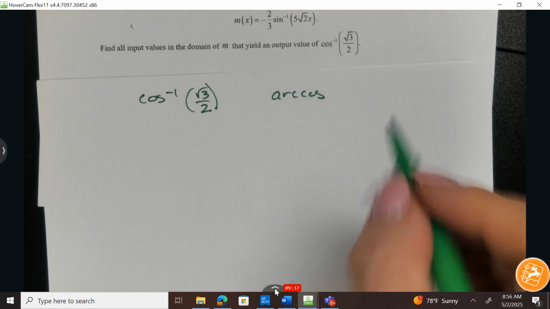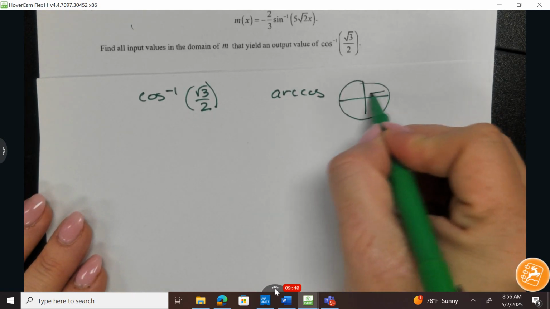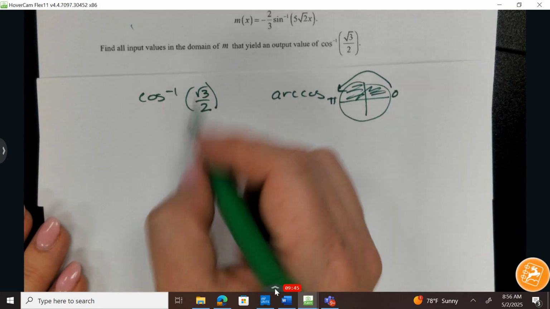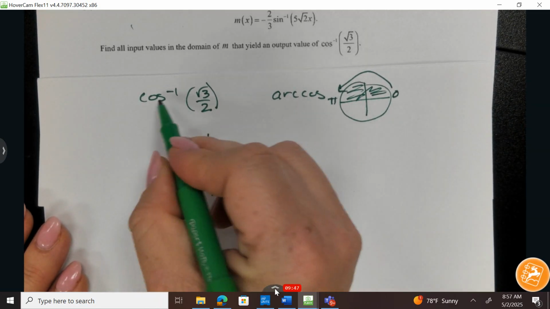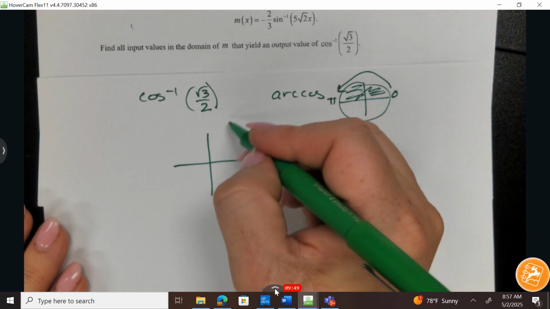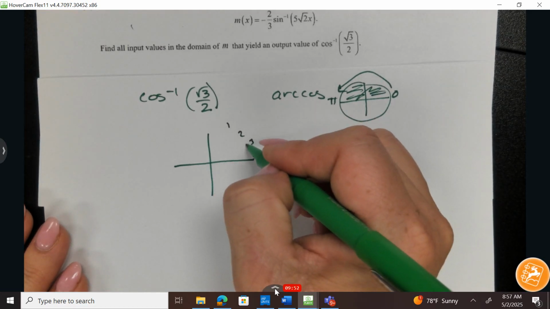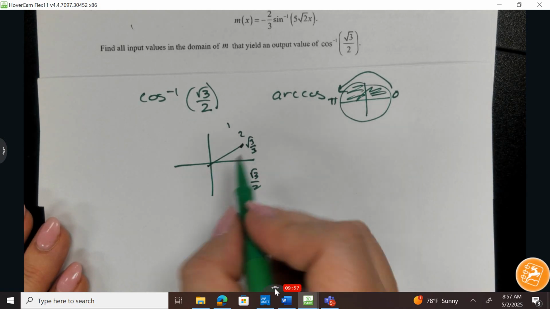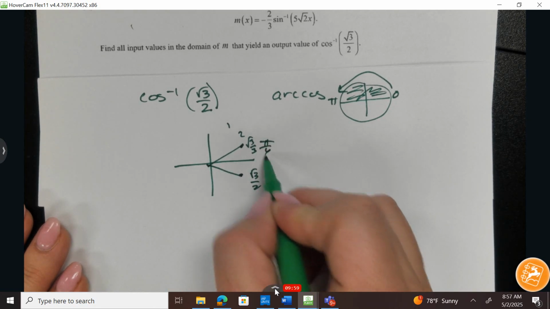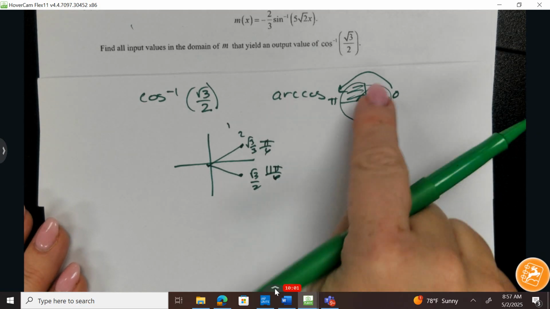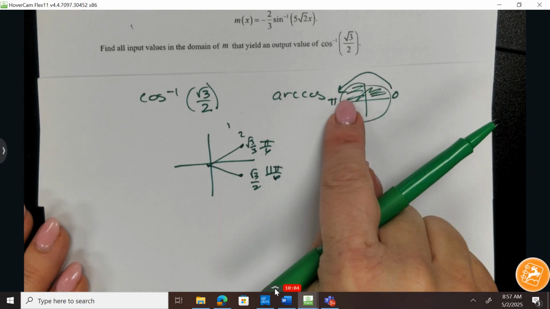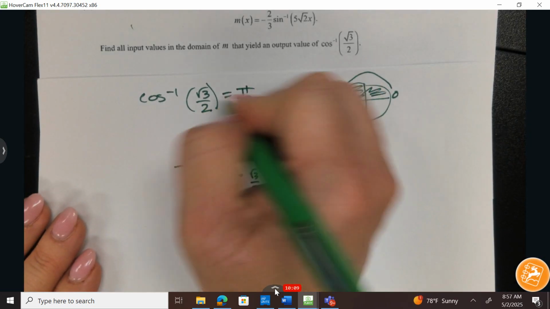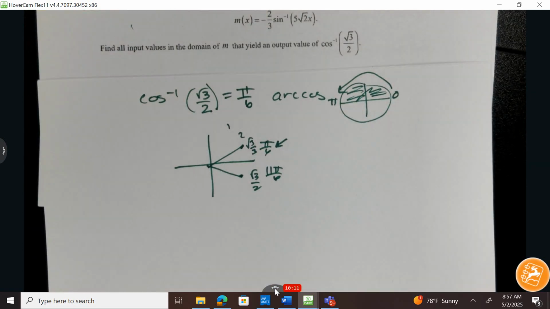I know that arc cosine provides me solutions in quadrant 1 and quadrant 2, so from 0 to pi, right? So I want to first figure out where do I find a positive cosine value that's the square root of 3 over 2. So 1, 2, 3, so 3 over 2 is here, and 3 over 2 is here. So I can find a positive cosine value at pi over 6 and 11 pi over 6. But it also has to fall in this range from 0 to pi, making this the correct result of the arc sine of the square root of 3 over 2.